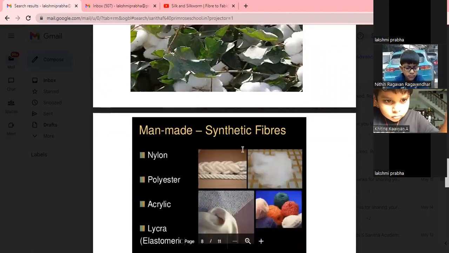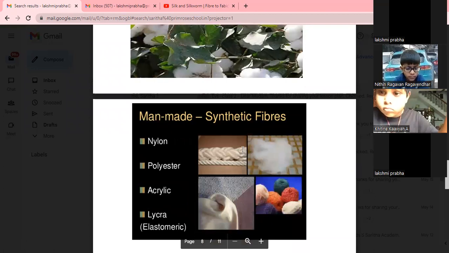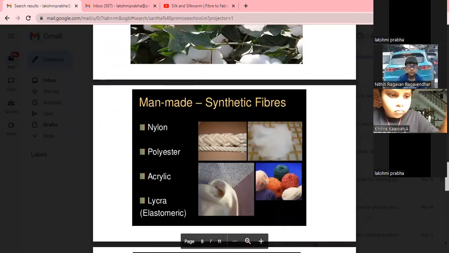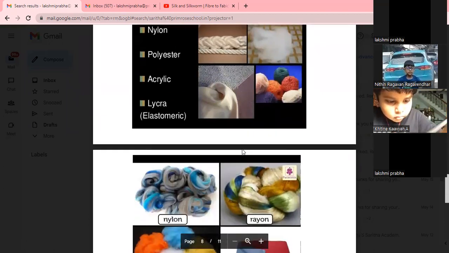Today we will see about man-made or synthetic fibers. So what are these man-made or synthetic fibers? They are obtained by preparing them; man used to prepare them.